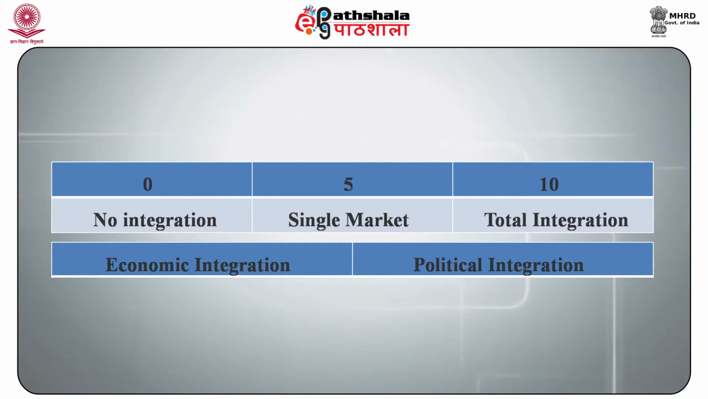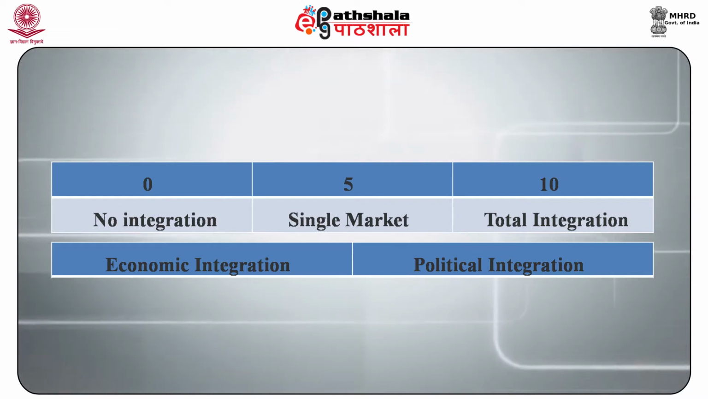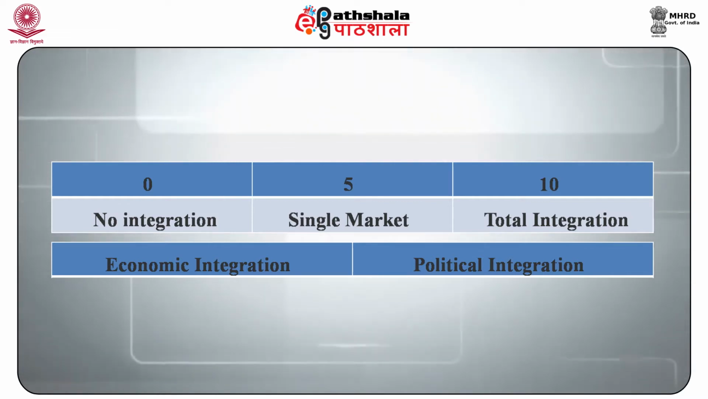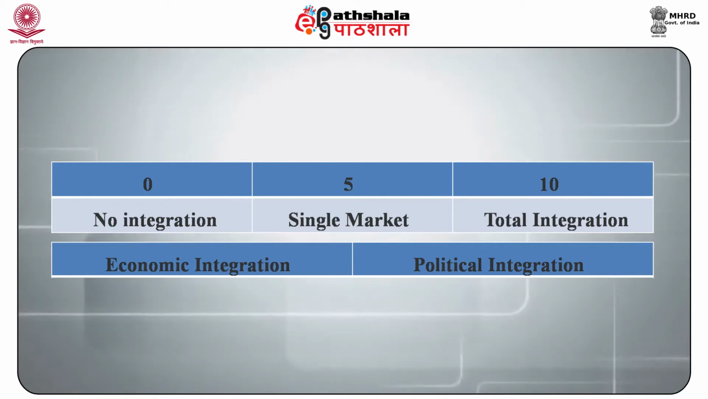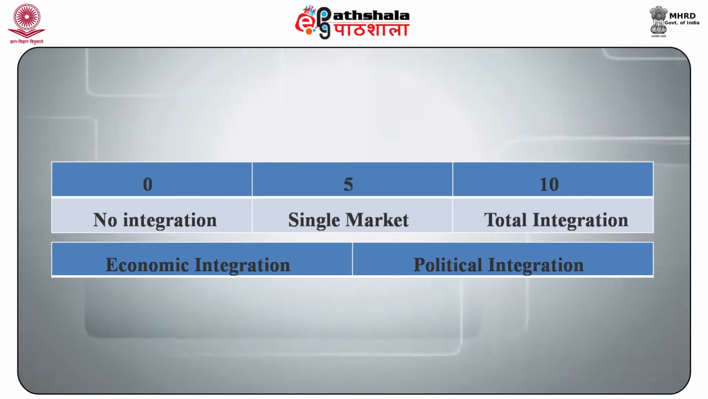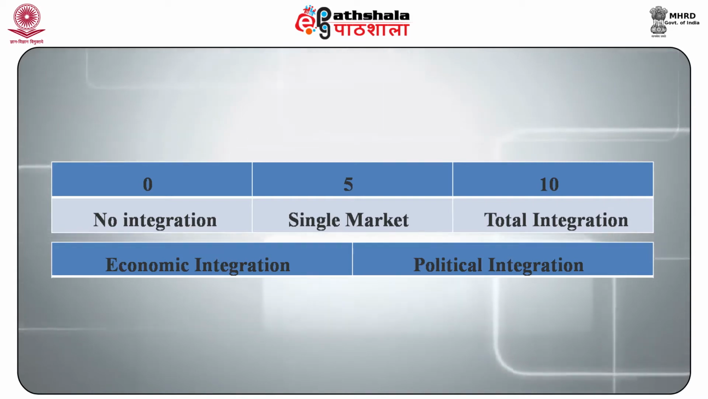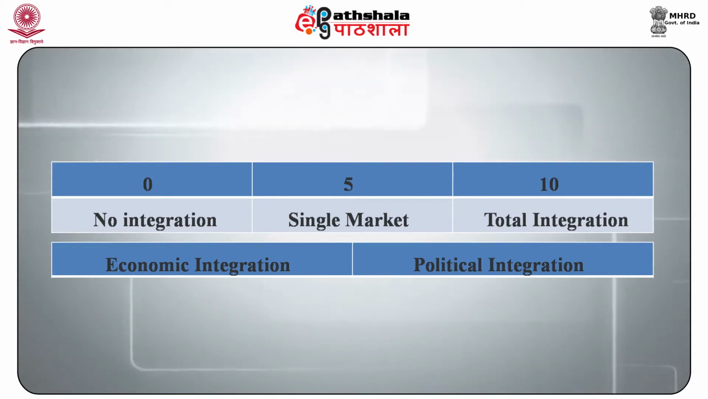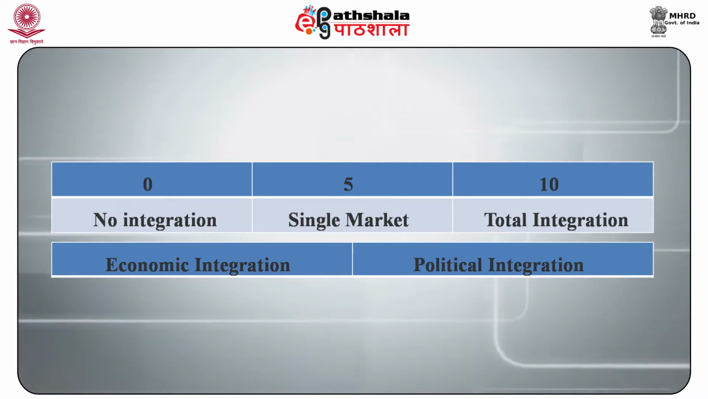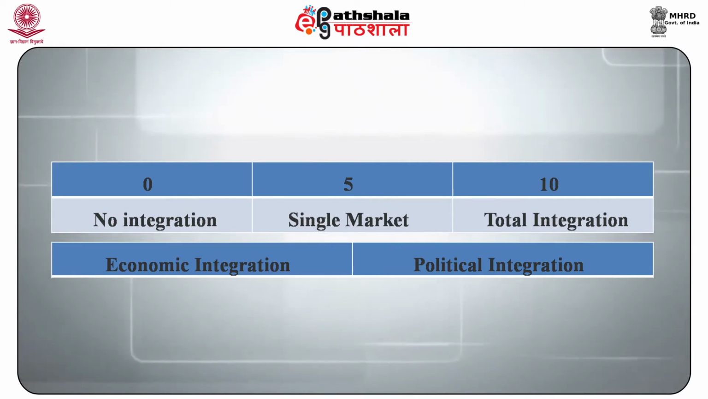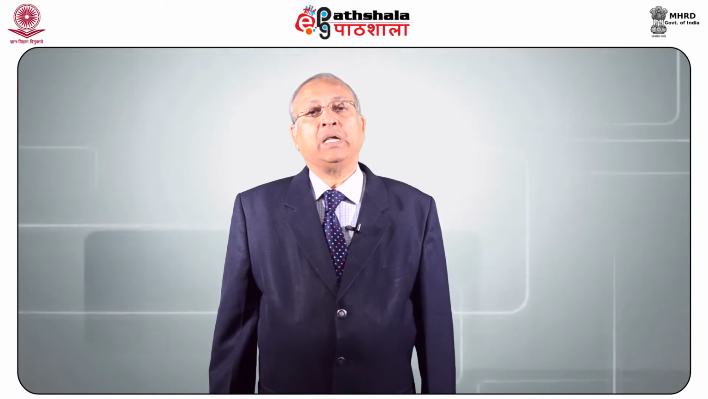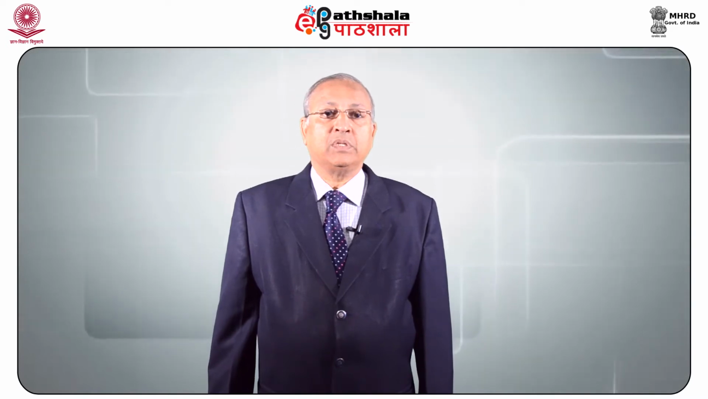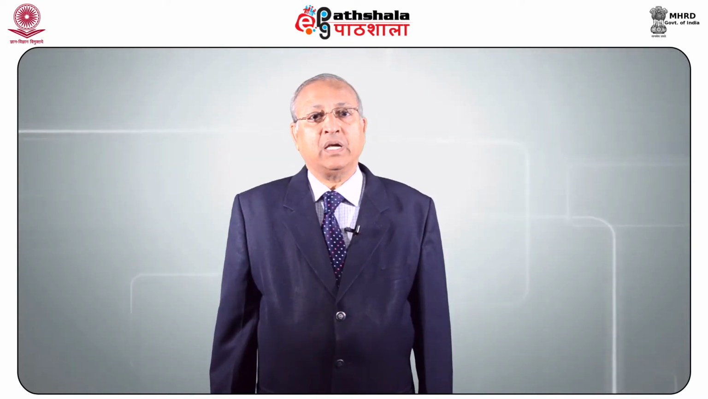When the number is 0, it means that there is no economic integration. When the number is 5, it means that there is a single market like the European Common Market, and when the number is 10, it implies that there is total economic integration, which actually amounts to and leads to political integration. Economic integration forms the initial stage of regional integration.